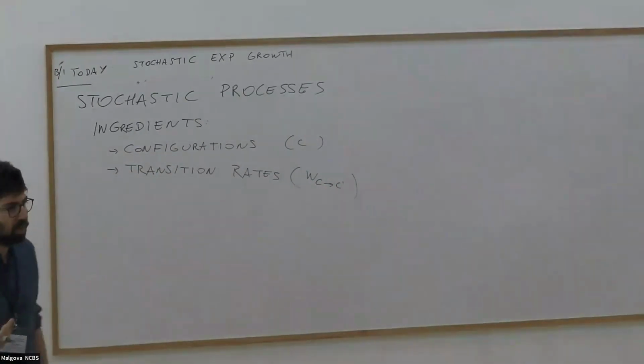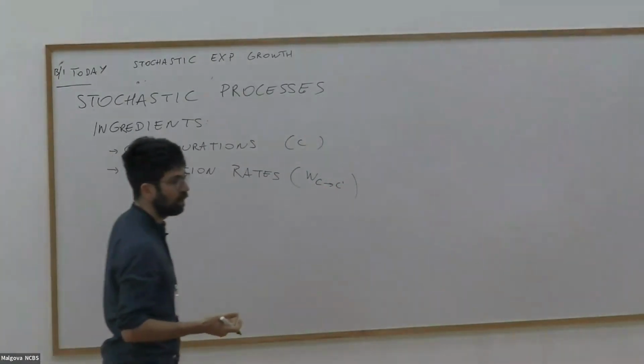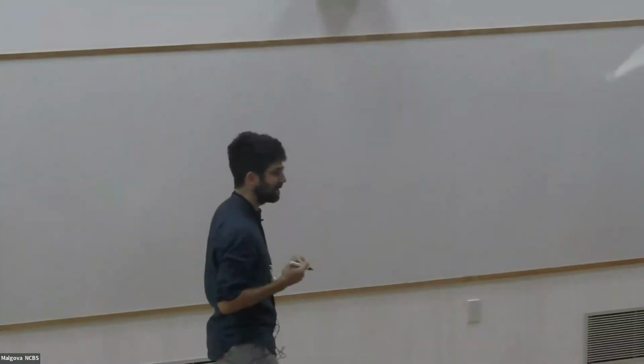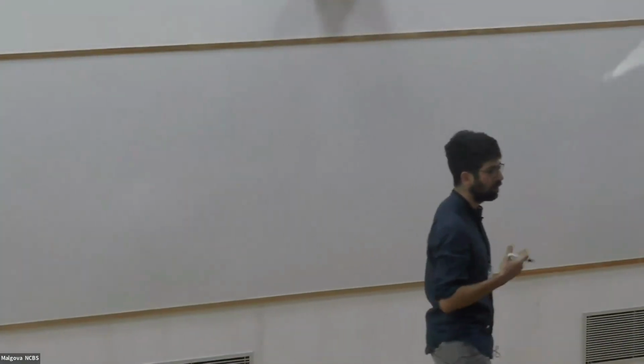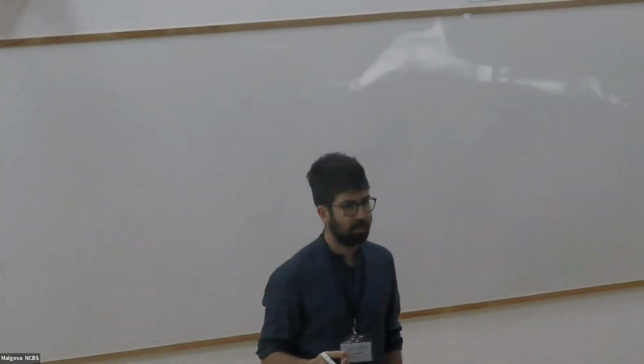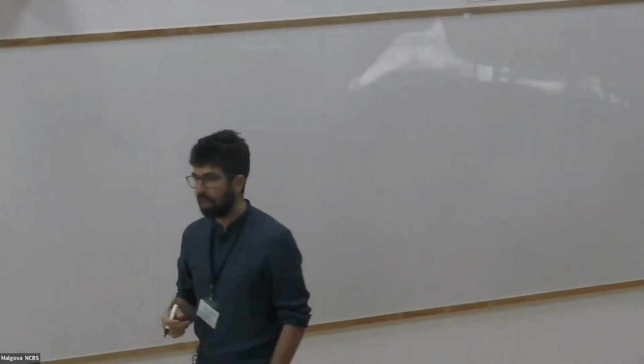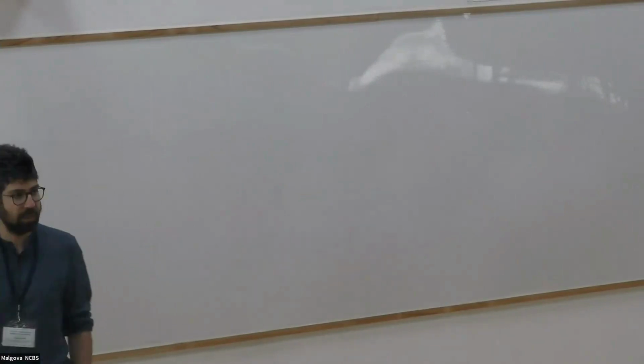Now, to give you an example, if you have a random walk, what are the configurations? Actually, let me not give you an example. You give me the example. If we have a random walk, what is a configuration? Exactly, it's a position in space. And what is the transition rate? Yeah, so it's the rate.